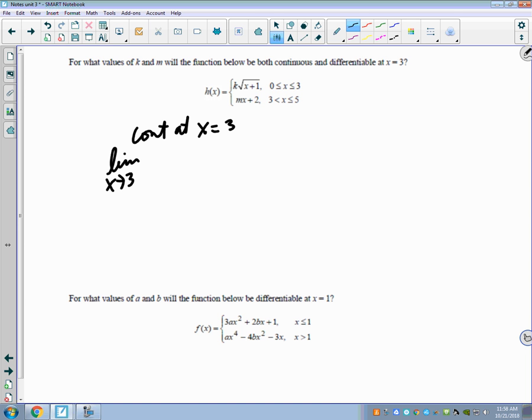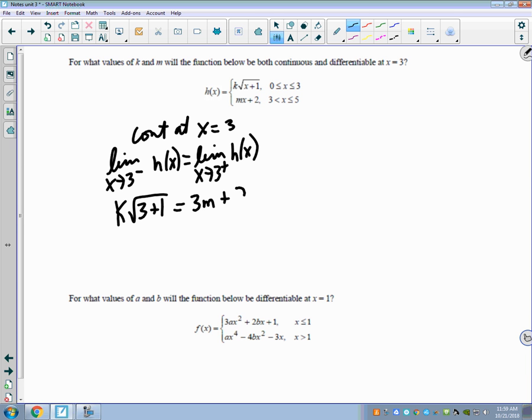If we want to check that it's continuous at x equals 3, we're going to just check that the limit as x approaches 3 from the left of h of x equals the limit as x approaches 3 from the right of h of x. So from the left, if I just plug 3 in there, that would be k times the square root of 3 plus 1. And over here, that would be 3m plus 2, right? And the big difference here is that we don't have enough information to know what k and m are. I can say 3 plus 1 is 4, so that would be 2k equals 3m plus 2. What else can I do?